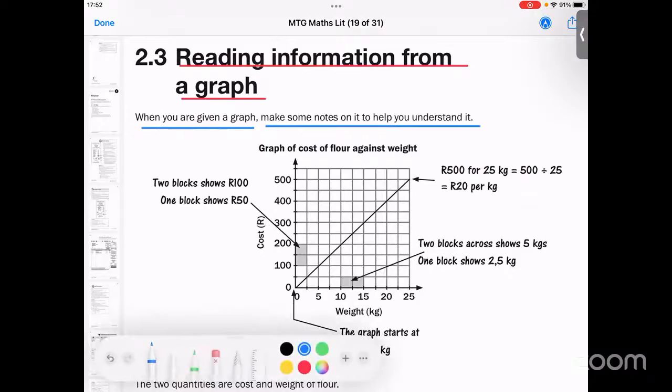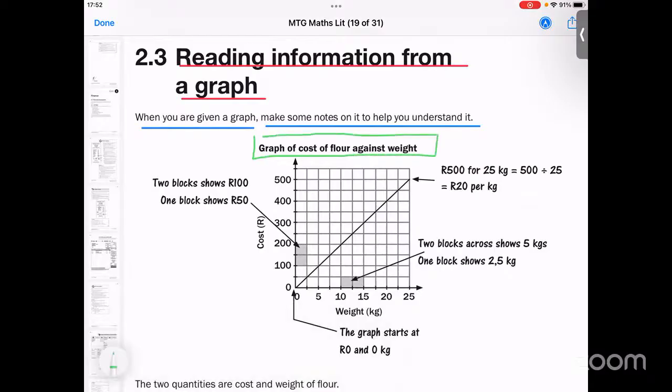Okay, so when you start interpreting the graph, first thing first, look at the given heading. You will find that each graph has a name. The name of this graph is the graph of cost of flour against weight. So what you therefore need to ask yourself is which quantity is on the x-axis and which one is on the y-axis.